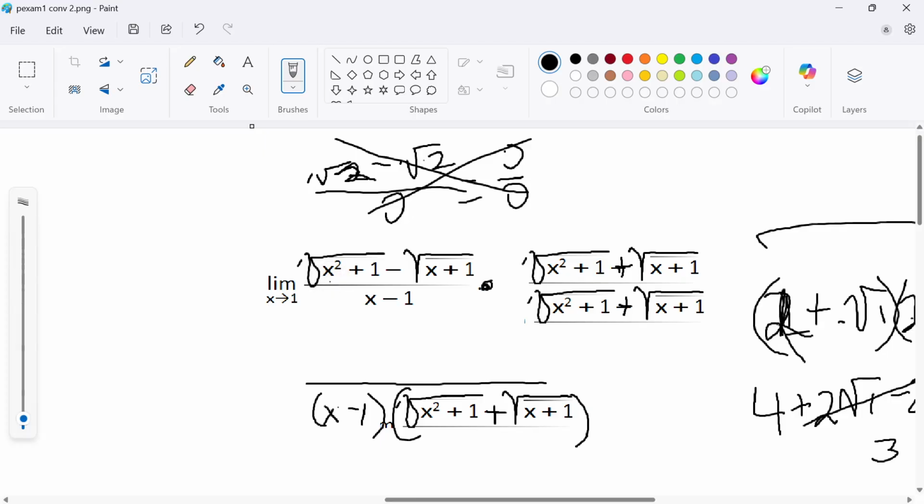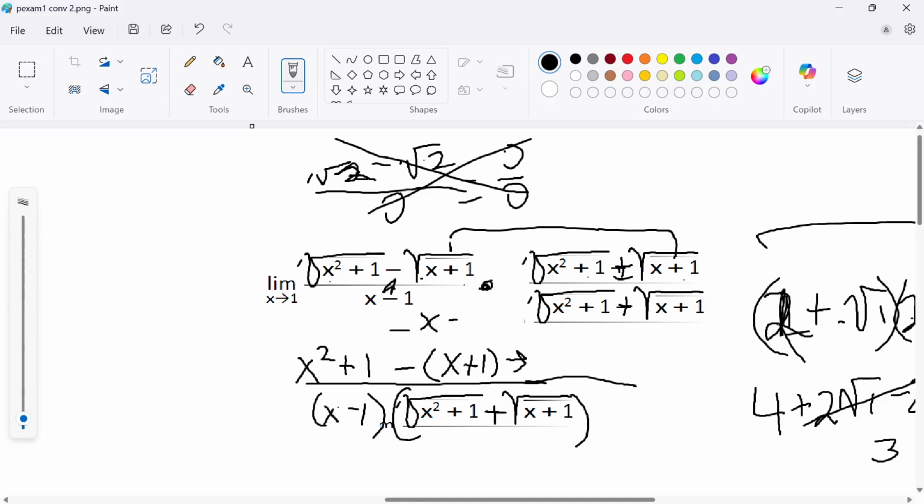The square root of x squared plus 1 times the square root of x squared plus 1 is x squared plus 1. I don't have to worry about the middle terms, I just need last times last. So it's going to be minus, because of this minus sign, negative times positive is negative. The square root of x plus 1 times the square root of x plus 1 is x plus 1. Now I'm going to rewrite this on the top. It's x squared plus 1, minus x minus 1. I just distributed the negative sign.